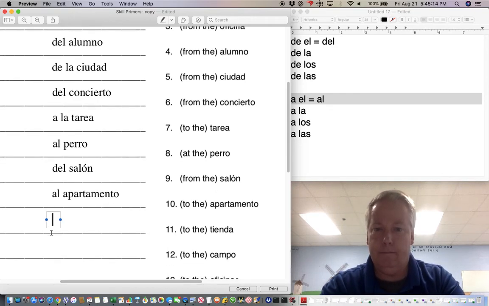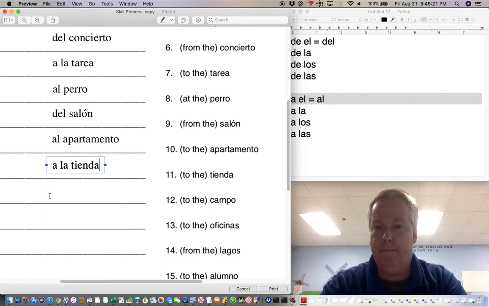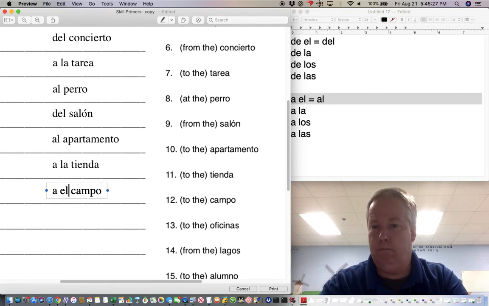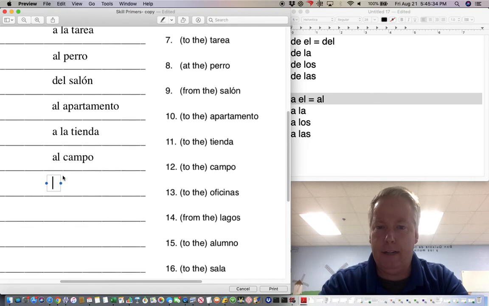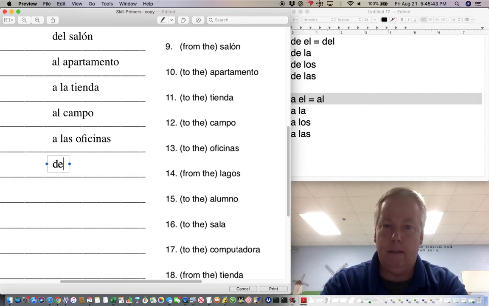Number 11. To the tienda. Number 12. To the campo. And a and el form the contraction, al. Number 13. To the oficinas. Number 14. De los lagos.